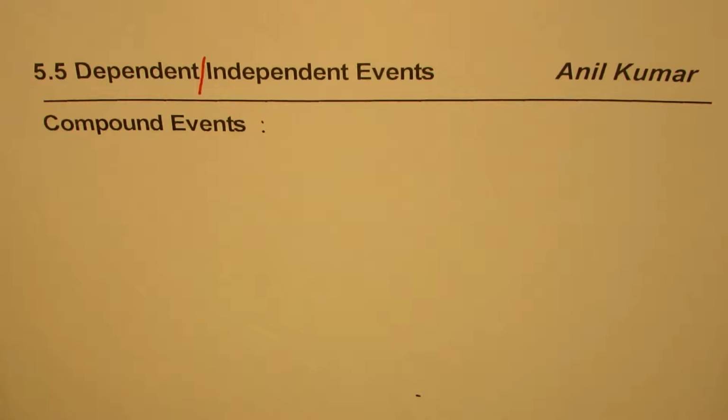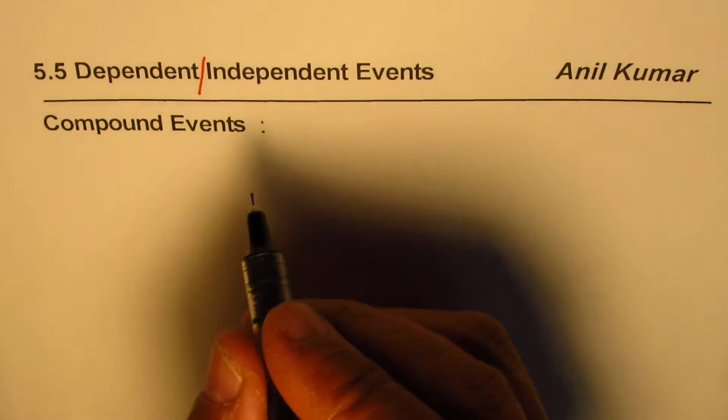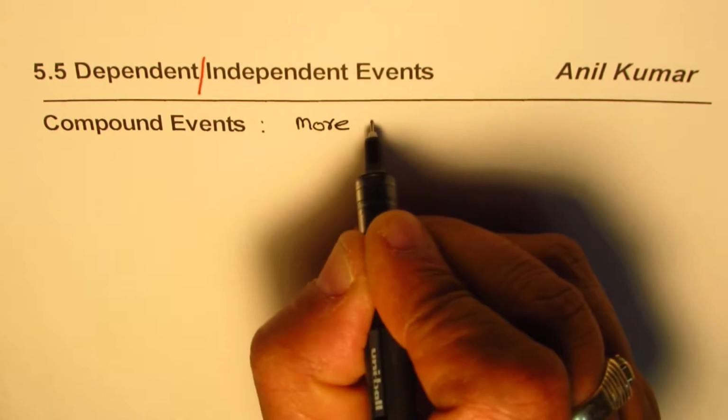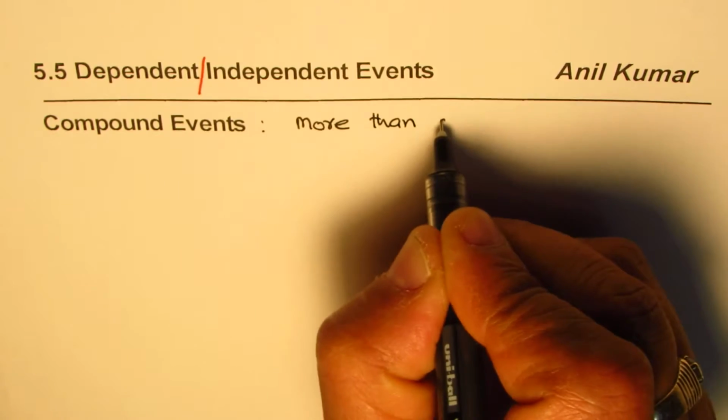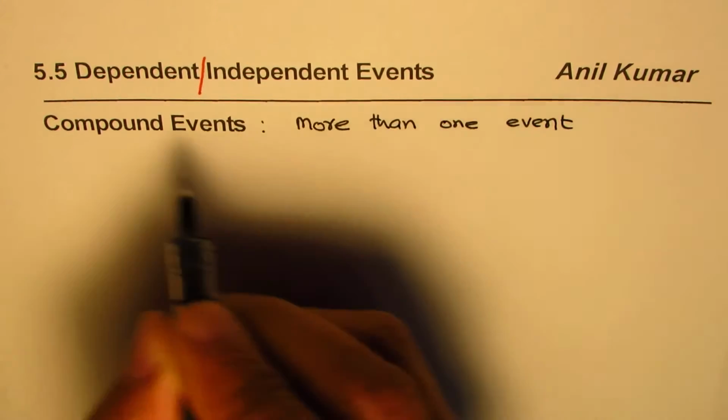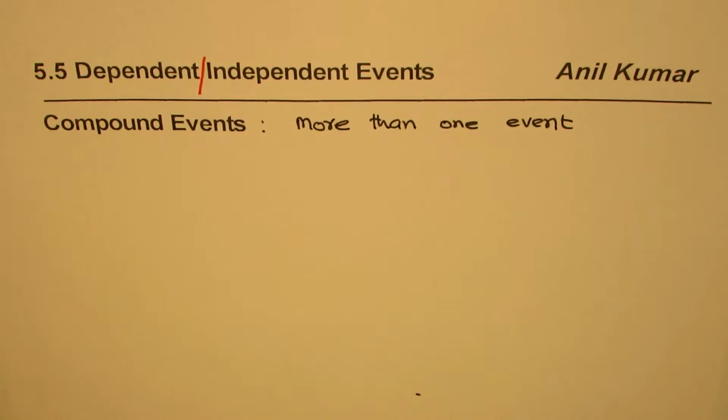I'm Anil Kumar, and in this video we will learn what compound events are and then classify them as dependent or independent events. Well, most of the time the events are not simple. That is to say, we could have more than one event at the same time. So if you have more than one event, we treat that as a compound event, right? So that is one thing.